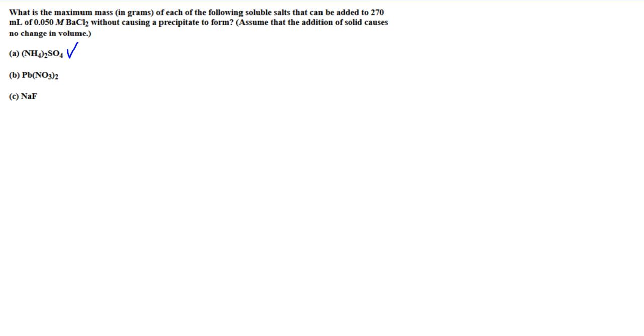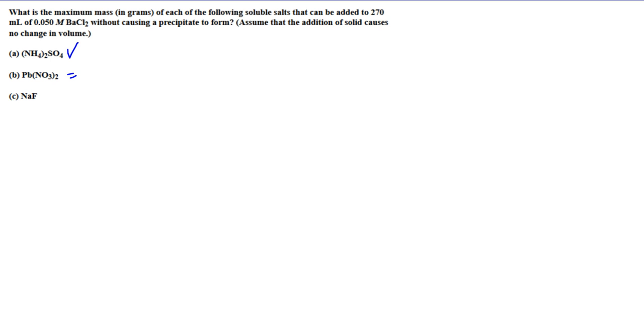So lead nitrate is the next question. Just like with the first one, we're going to use double displacement to determine what our two products are for barium chloride reacting with lead nitrate. Now both of these are soluble salts. Barium chloride and lead nitrate are both soluble. But now barium is going to leave chloride and go to nitrate, so we get barium nitrate.